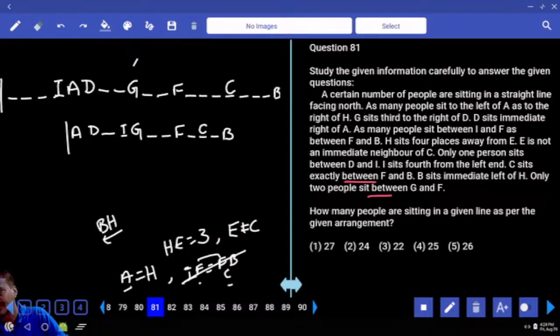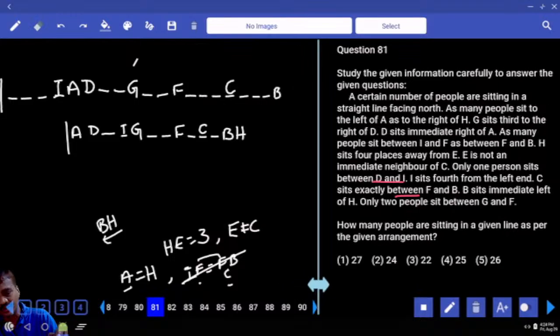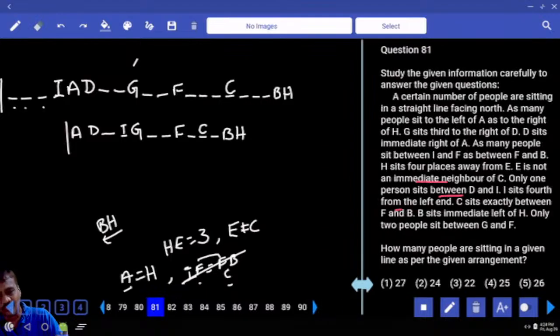Next one, E and C are not adjacent to each other. And H is to the immediate left of B, and B is to the immediate left of H. And only two persons between G and F. Now, any other information we have? Now left hand side of A, 1, 2, 3, 4. And right hand side of A, how many? Right hand side of H, there must be exactly 4 people.